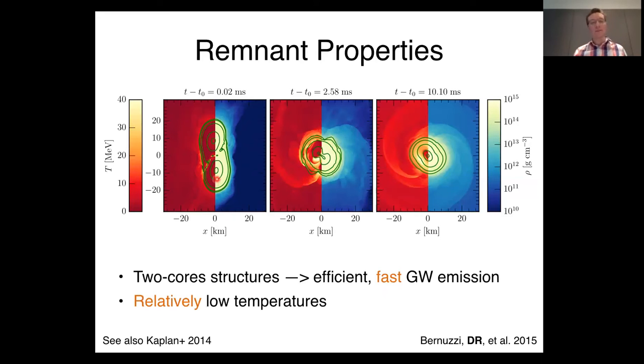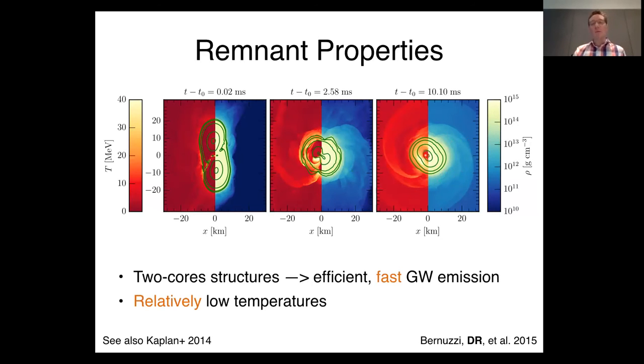And you find that at the time of the merger, this time when the two neutron stars are rubbing against each other, you form a structure which has two cores. This is a very efficient emitter of gravitational waves. On a very fast time scale, this loses its angular momentum, and you form something that's more axisymmetric after 10 milliseconds. And the gravitational wave emission at that point becomes lower.